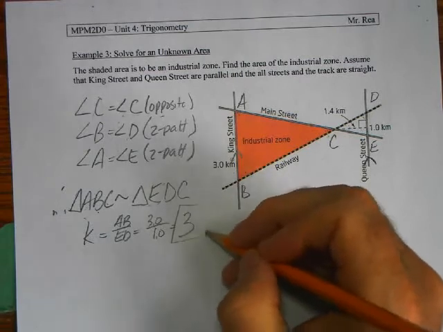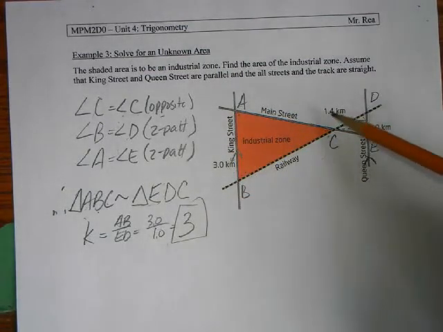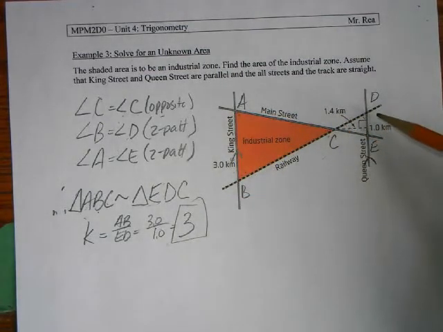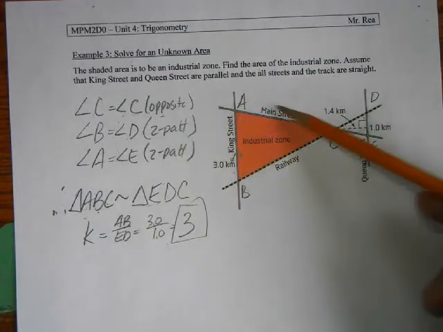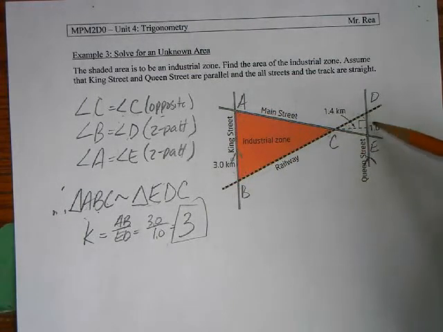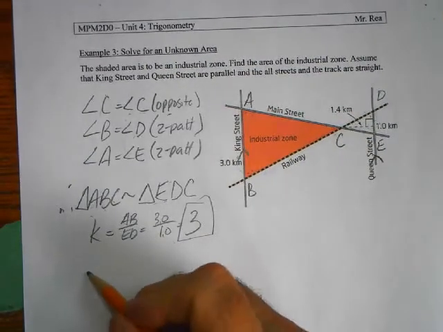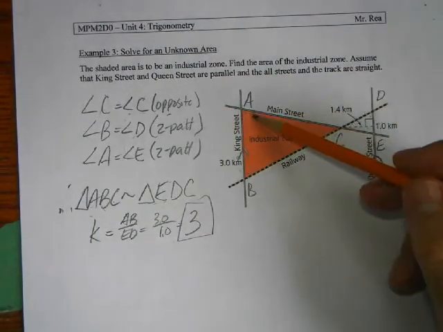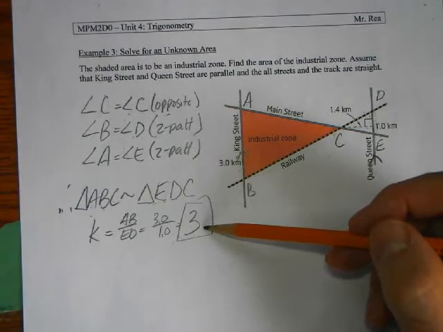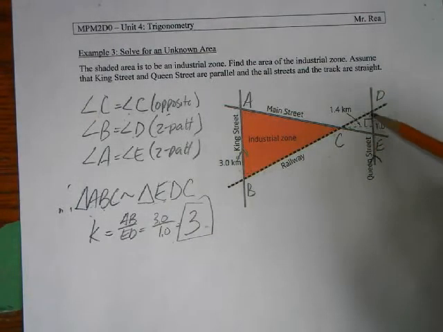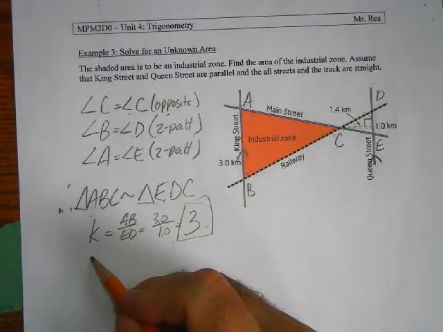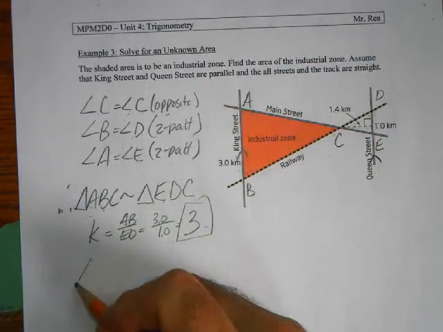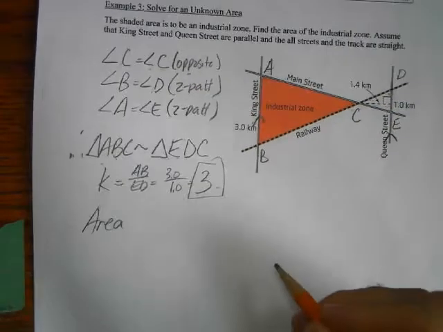So that basically means if I want to know the side lengths of these sides, I need to multiply the corresponding sides here by 3, because I already knew one that worked. Now, the ultimate goal is to get this area. So now that I've got the scale factor K, I want to figure out the area of triangle ABC. Sorry, CDE. So the area of triangle CDE.